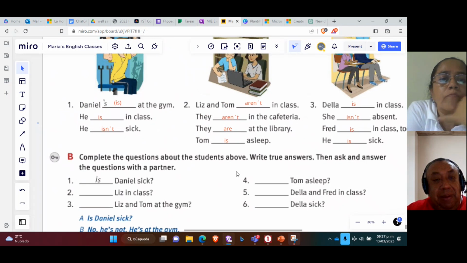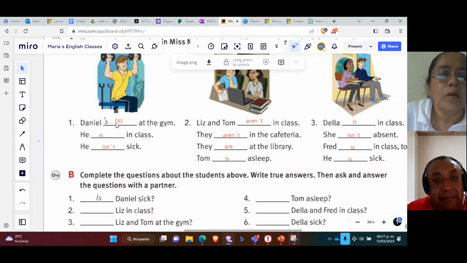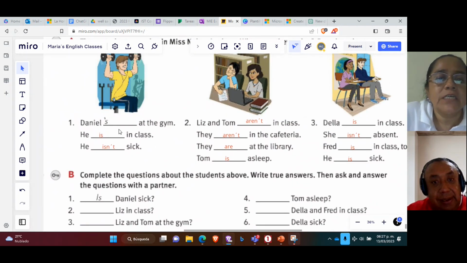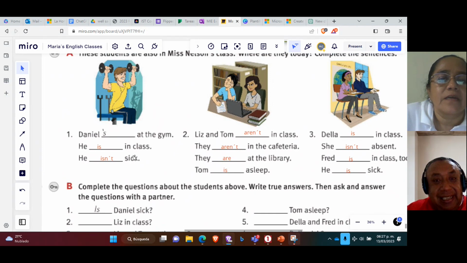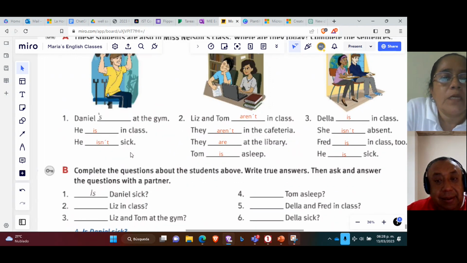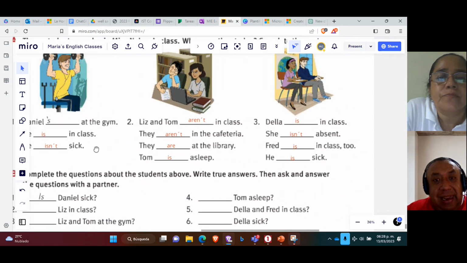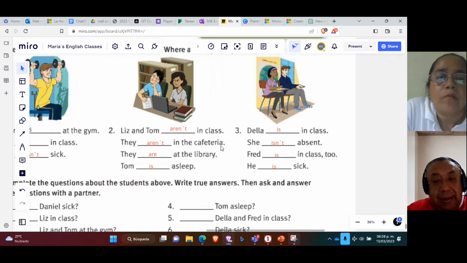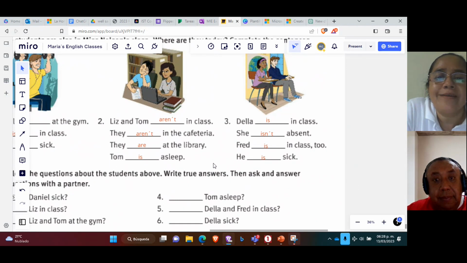A ver, Mari. Repetimos después de mí. Daniel's at the gym. Daniel's at the gym. He is in class. He is in class. He isn't sick. He isn't sick. Liz and Tom aren't in class. Liz and Tom aren't in class. They aren't in the cafeteria. They aren't in the cafeteria.